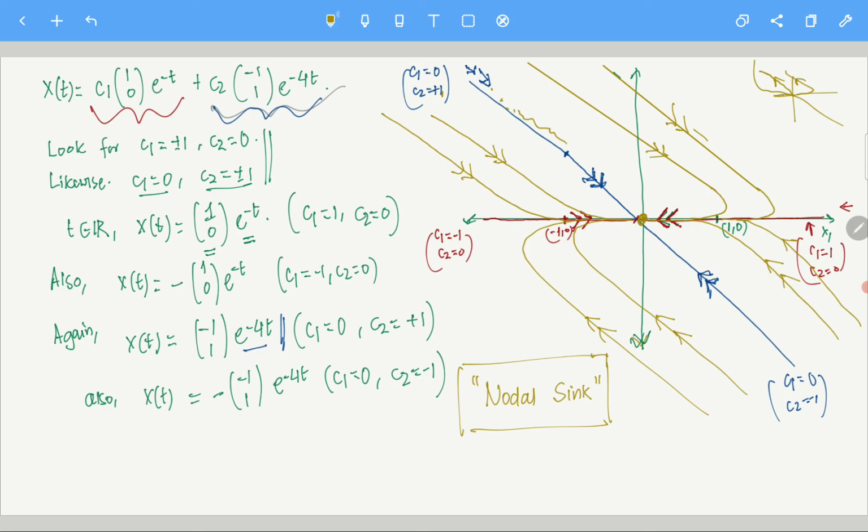You understand? It will all go outside. From this point, all the solutions are originating. So basically, in that case, we will call it a nodal source. I hope this is clear. Okay, nodal source. This is just the first part of this.